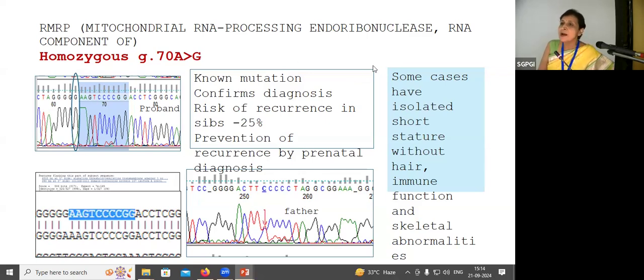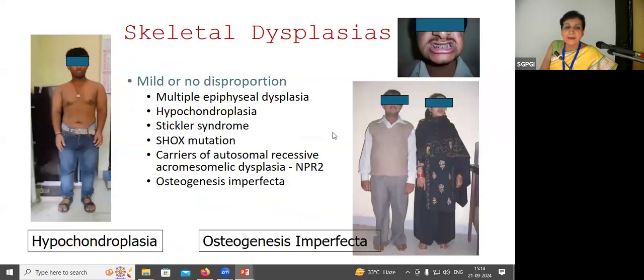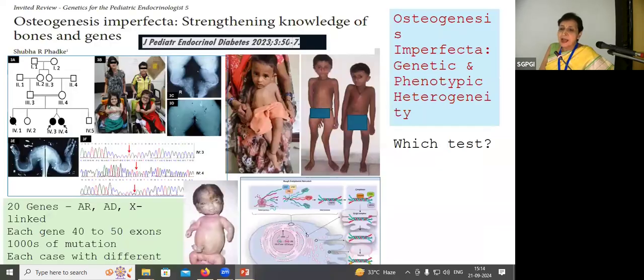So the so-called idiopathic short stature or familial short stature, some of them may be because of various genetic causes like multiple epiphyseal dysplasia, hypochondroplasia, Stickler syndrome, and then the carrier parents of the NPR2 gene, which causes acromesomelic dysplasia. And some osteogenesis imperfecta cases may have only short stature, hardly any fractures. But if you see the teeth of this particular person, you can immediately make a diagnosis. So clinical acumen has to be there.